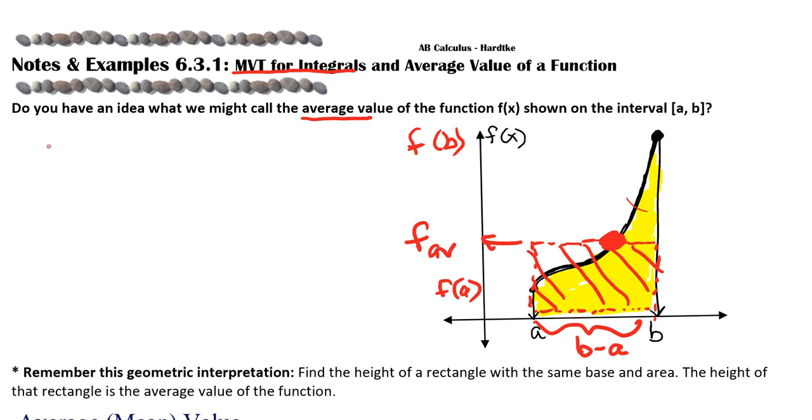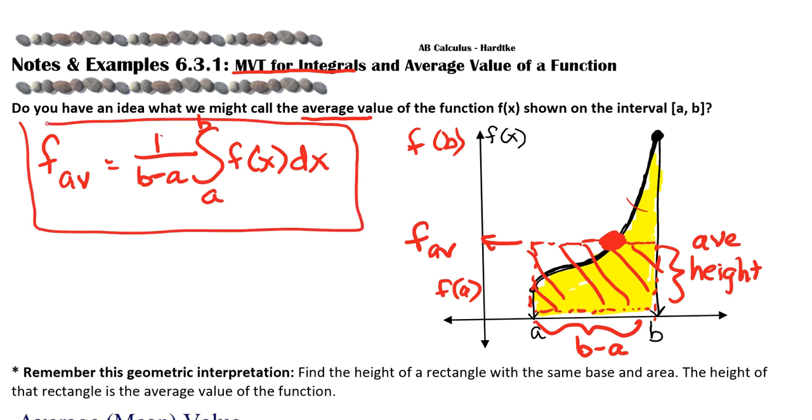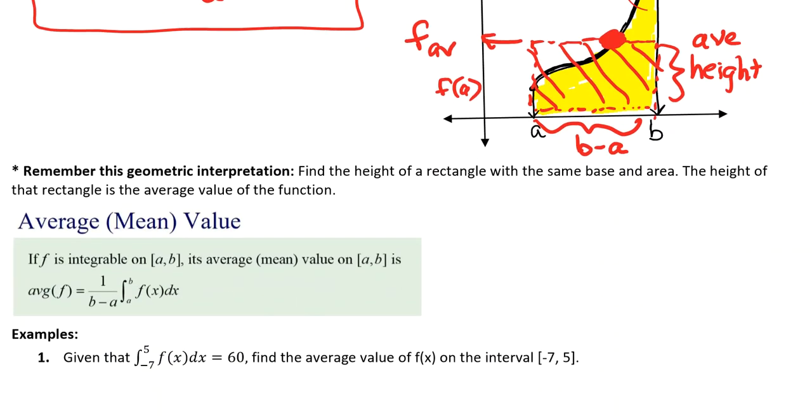So what we just came up with was the idea that the average value of a function is taking the integral's area, so that would be the integral from a to b of whatever our function is here, f of x dx. So if we took that yellow area and we divided it by the base, dividing by the base is the same as multiplying by the reciprocal, that would give us an average height. So if you think of this rectangle as having the average height of the function, you have just come up with a theorem to find the average value of a function on an interval.